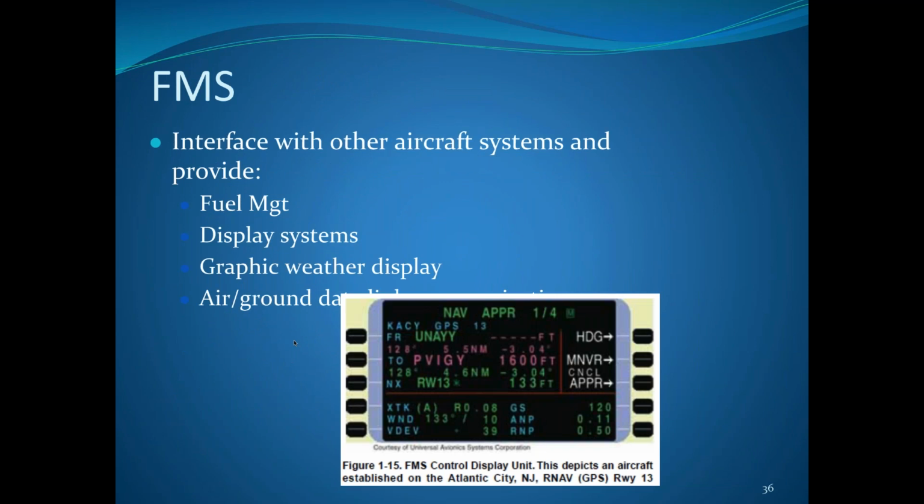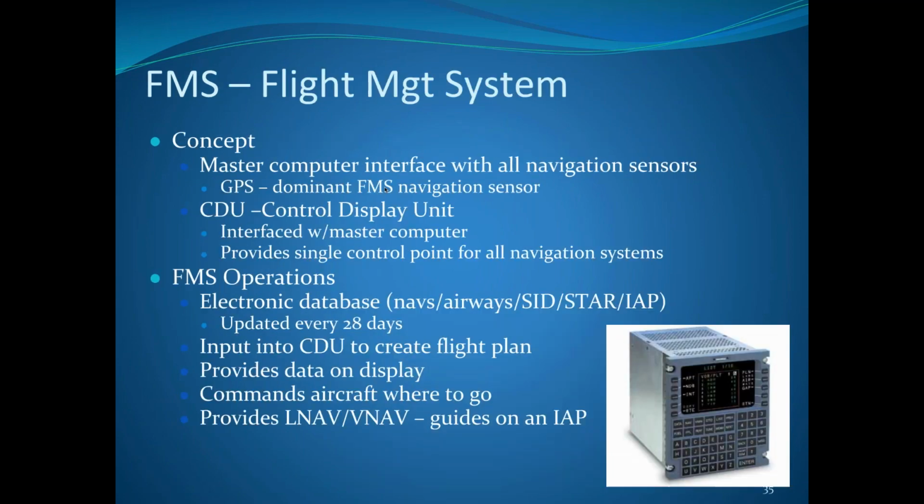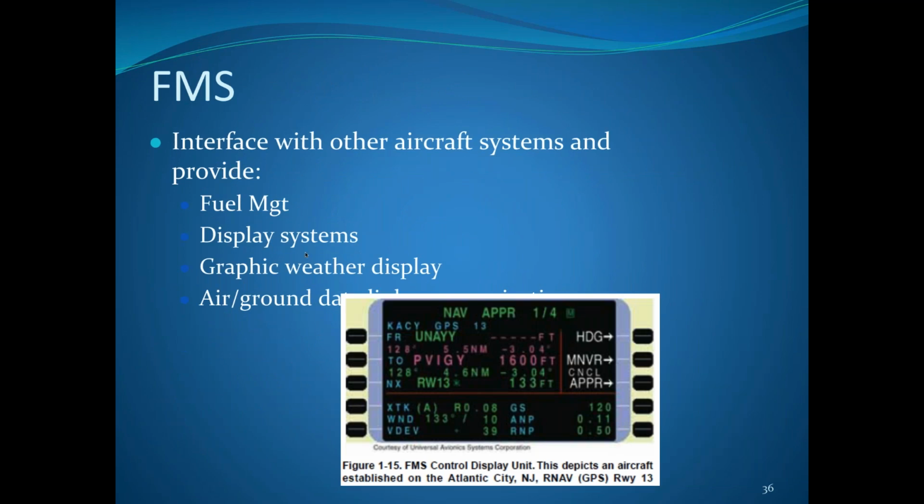So the interface with other aircraft systems. Not only does it provide all that routing information, but it also will interface with other controls. So this is kind of taking all these instruments on the aircraft and putting it into one. So it'll provide your fuel management, display systems, graphic weather displays, air and ground data.